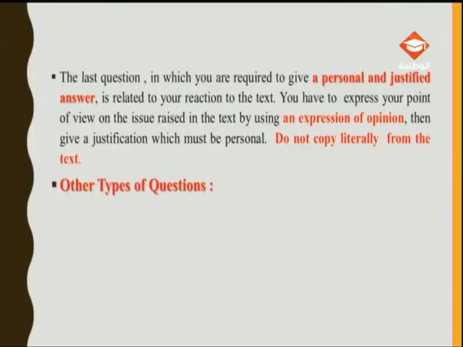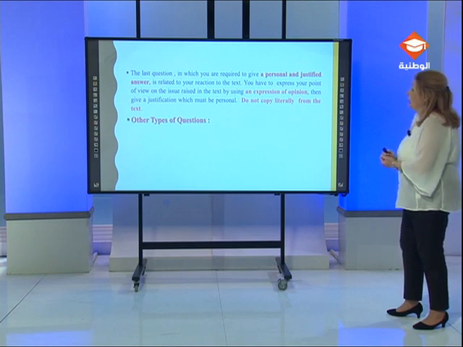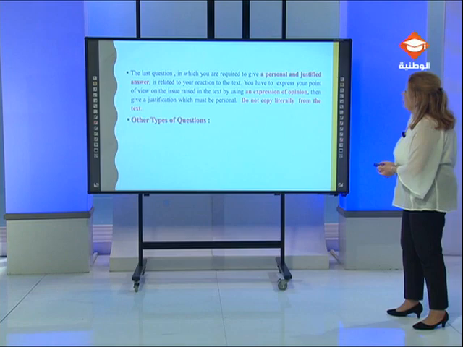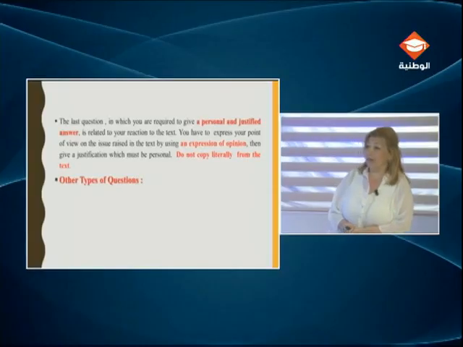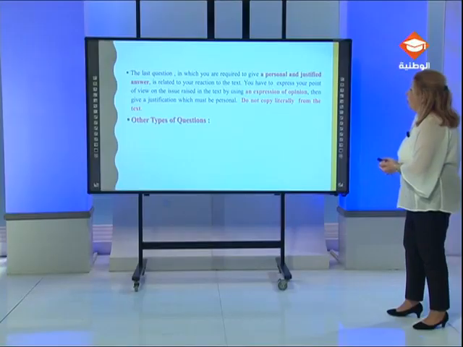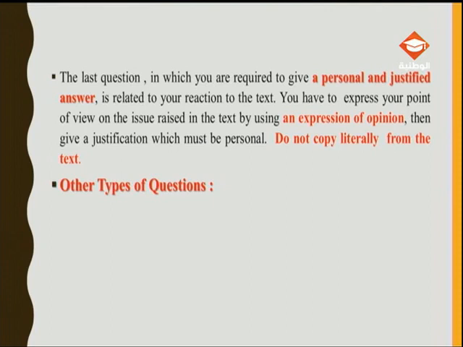Now, the last question, which is what we call an open answer question, you are required to give a personal and justified answer. Personal and justified answer is related to your reaction to the text. So we want you to give us your point of view on the issue raised in the text, okay? By using an expression of opinion, then by giving a justification which must be personal. Do not copy literally from the text. It will not be corrected.